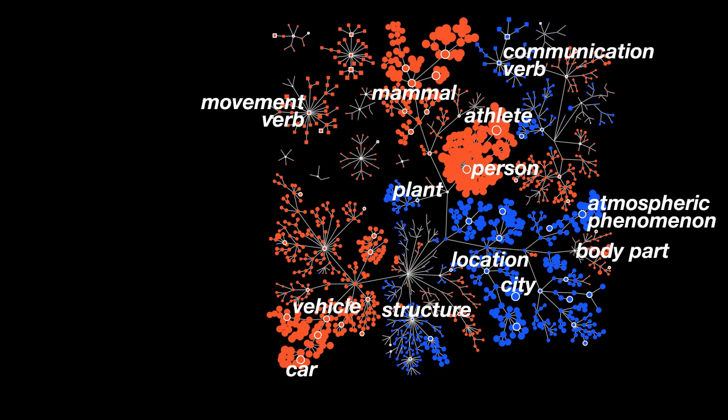So what do the shared semantic dimensions look like? We're going to visualize them here using a graphical structure drawn from WordNet, which is a semantic taxonomy painstakingly hand-constructed by a team of linguists. Each category is shown as a node, and the links between categories show is-a relationships, like an athlete is a human. Verb categories, like communication verbs and movement verbs, are shown as separate trees.